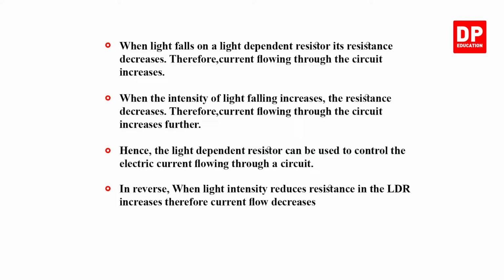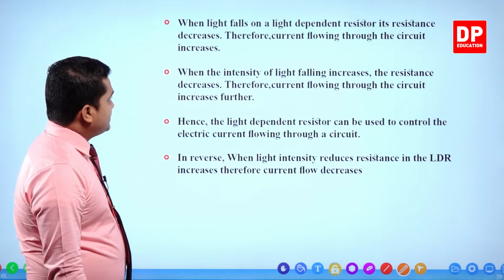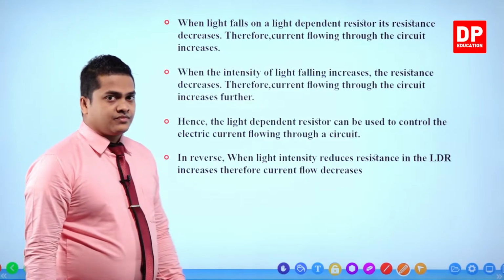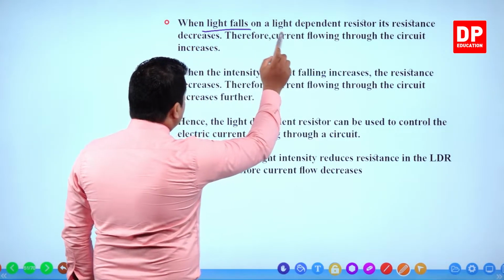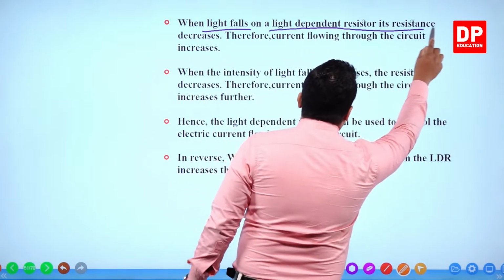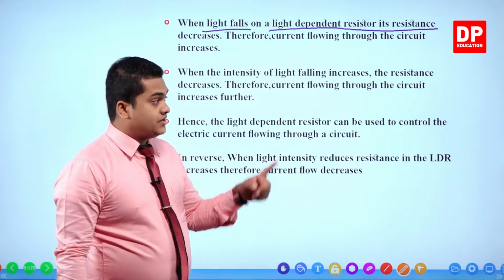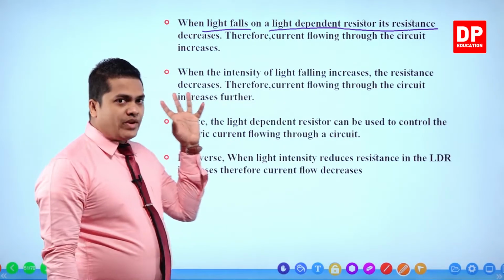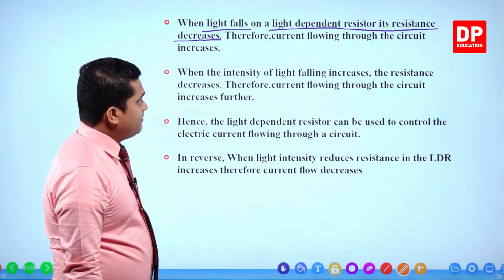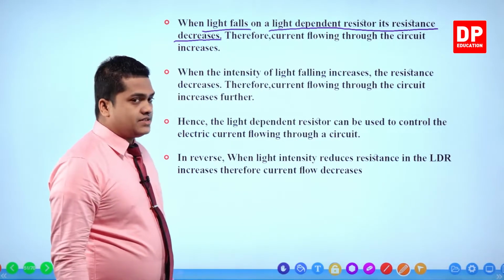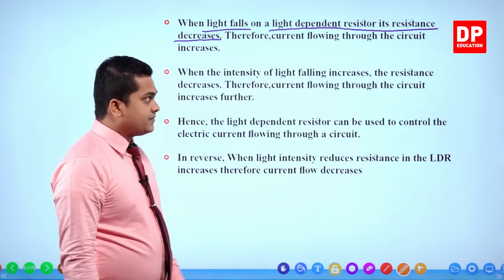When light falls on the light dependent resistor, its resistance decreases. Resistance is going to decrease. Therefore, the current flowing through the circuit increases.